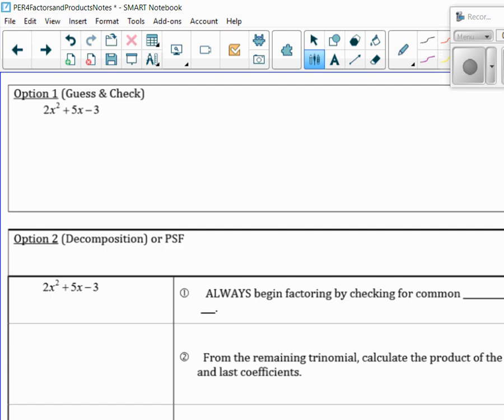So we're going to try this again with guess and check. Okay? So is there a GCF that we can take out of 2x squared plus 5x minus 3? Is there a GCF I can take out of 2x squared plus 5x minus 3? No. So this is going to go directly into these forms right here, okay?